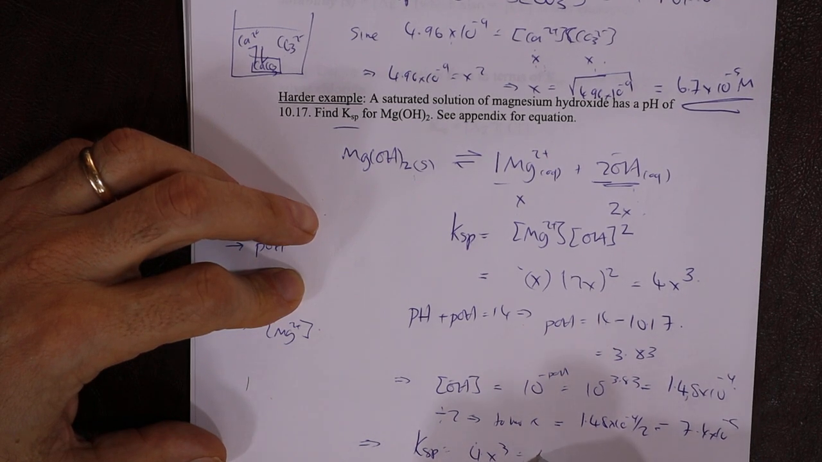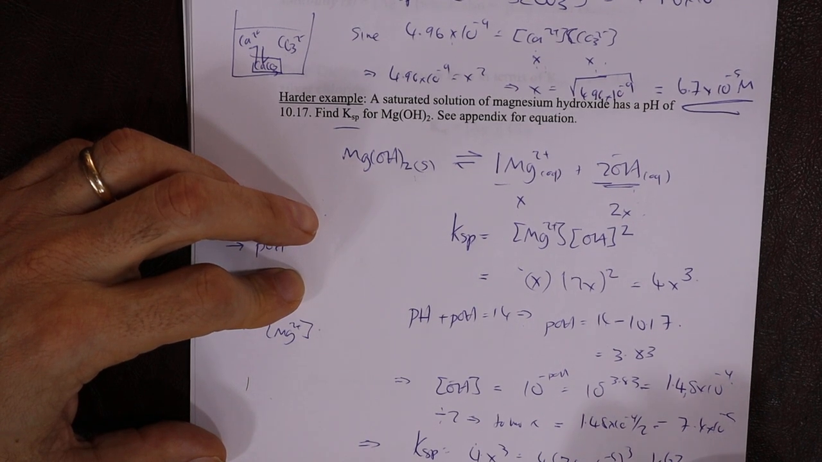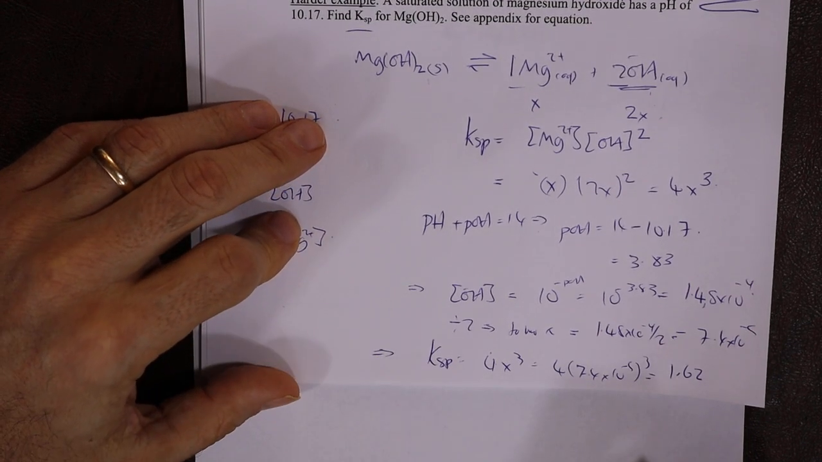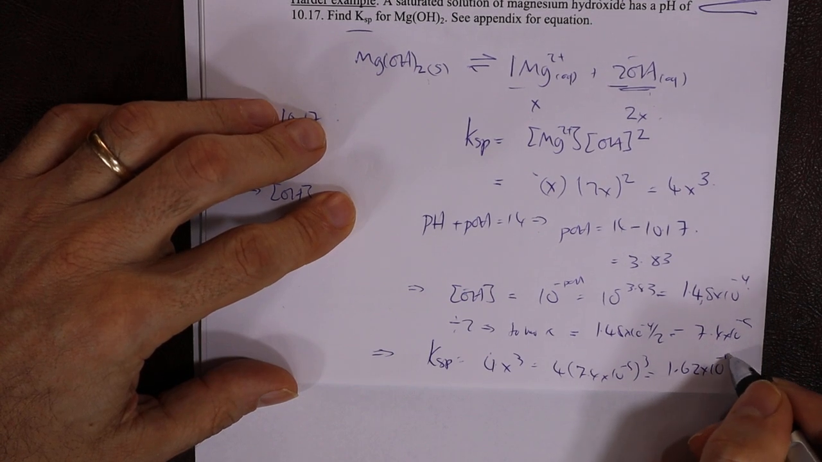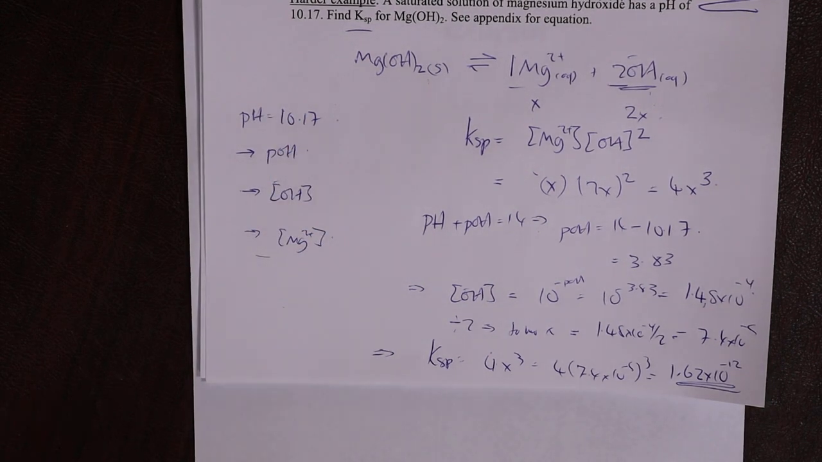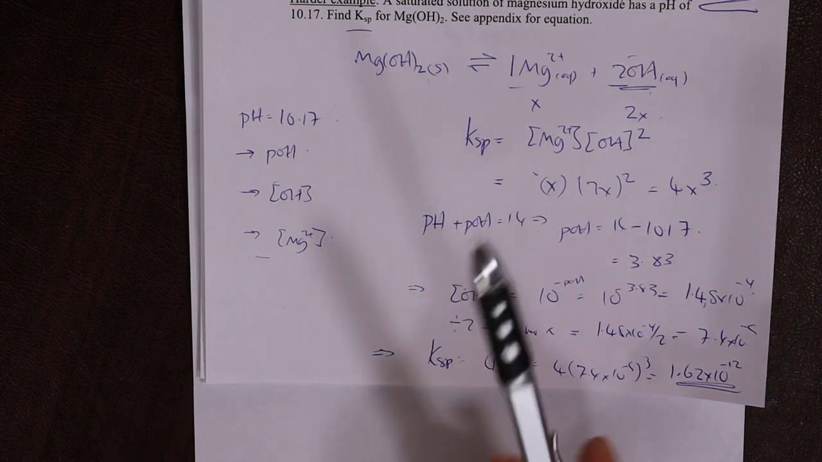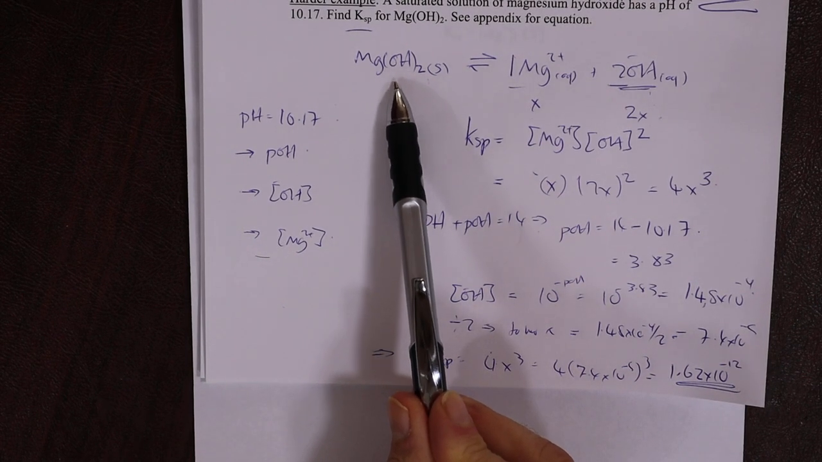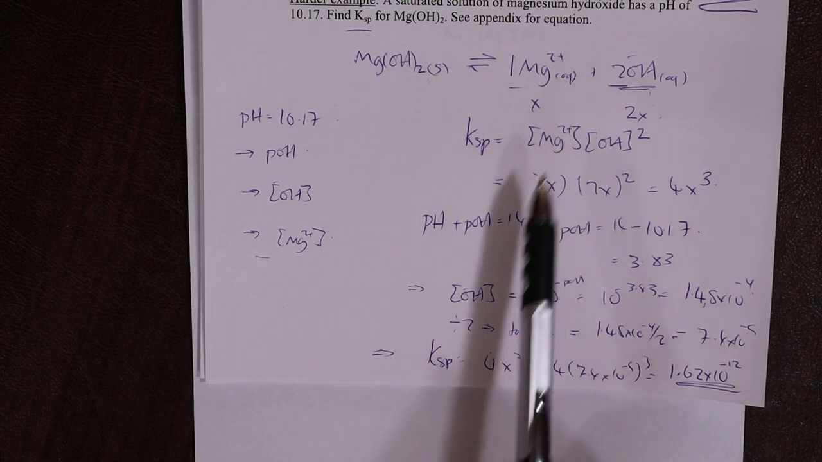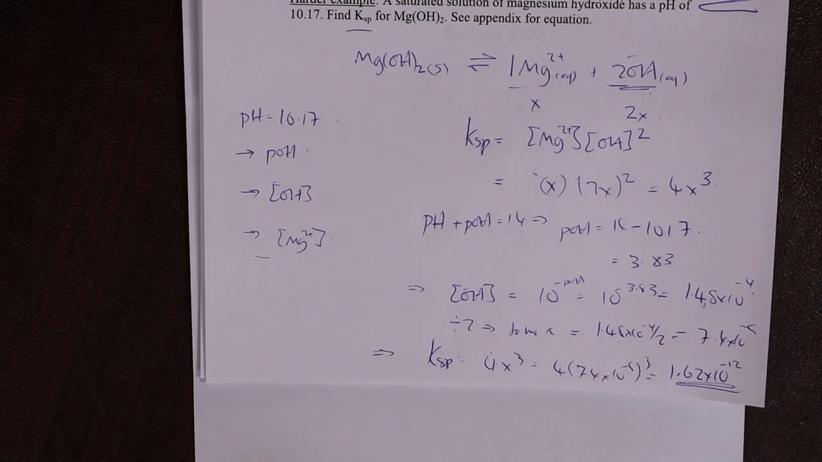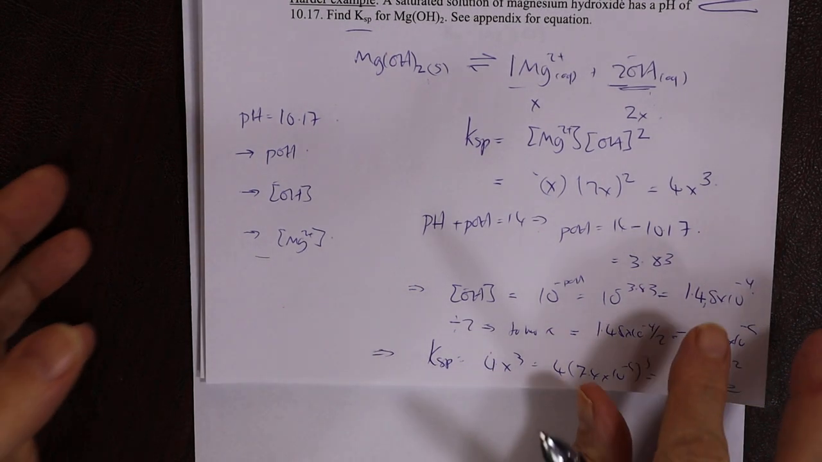Therefore, KSP, 4X cubed equals 4 times 7.4 times 10 to the minus 5 cubed, 1.62. Oh, sorry, bring it up. 1.62 times 10 to the minus 12. All right, so it's a tiny number, but you expect tiny numbers for solubility products, don't you? So given the pH of a sparingly soluble salt that features an OH minus ion, you can find KSP. And that's a favorite for tests, so beware of that.